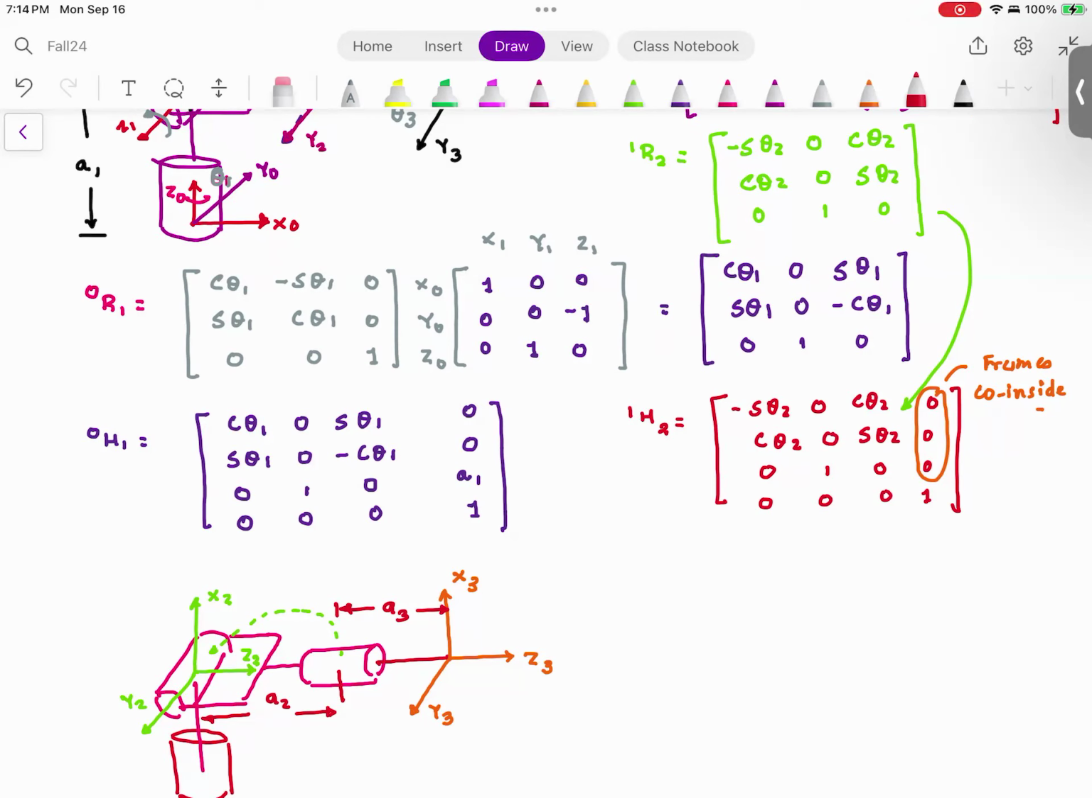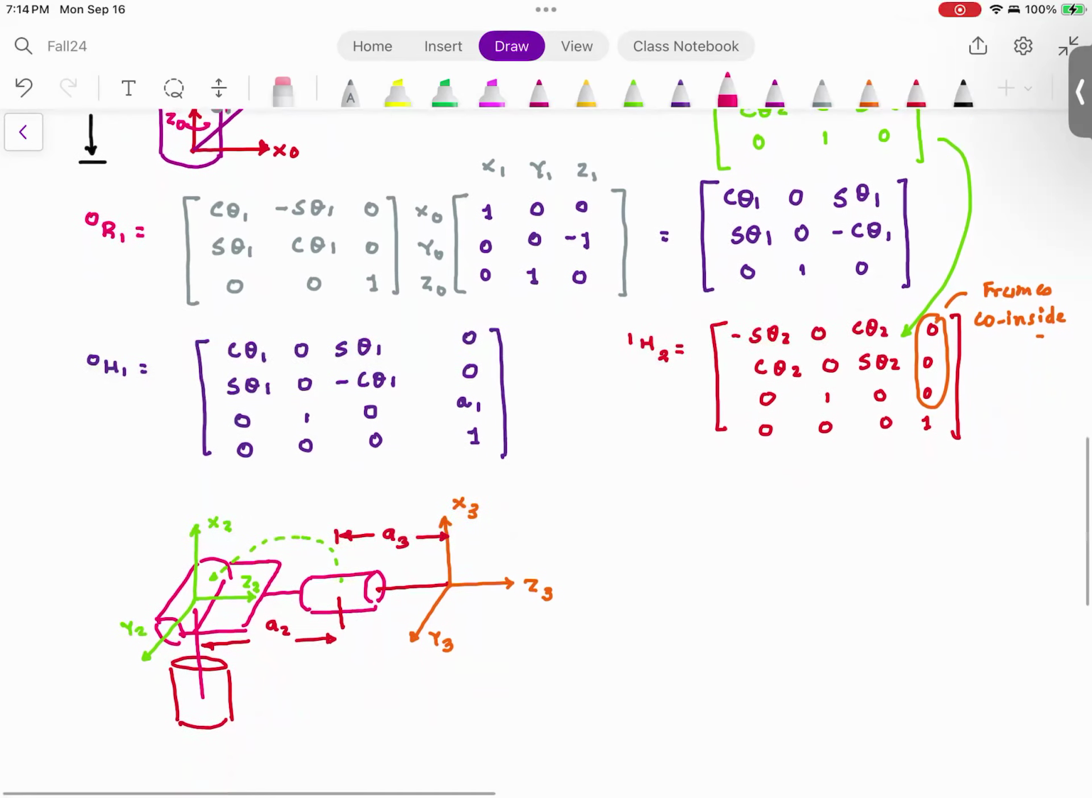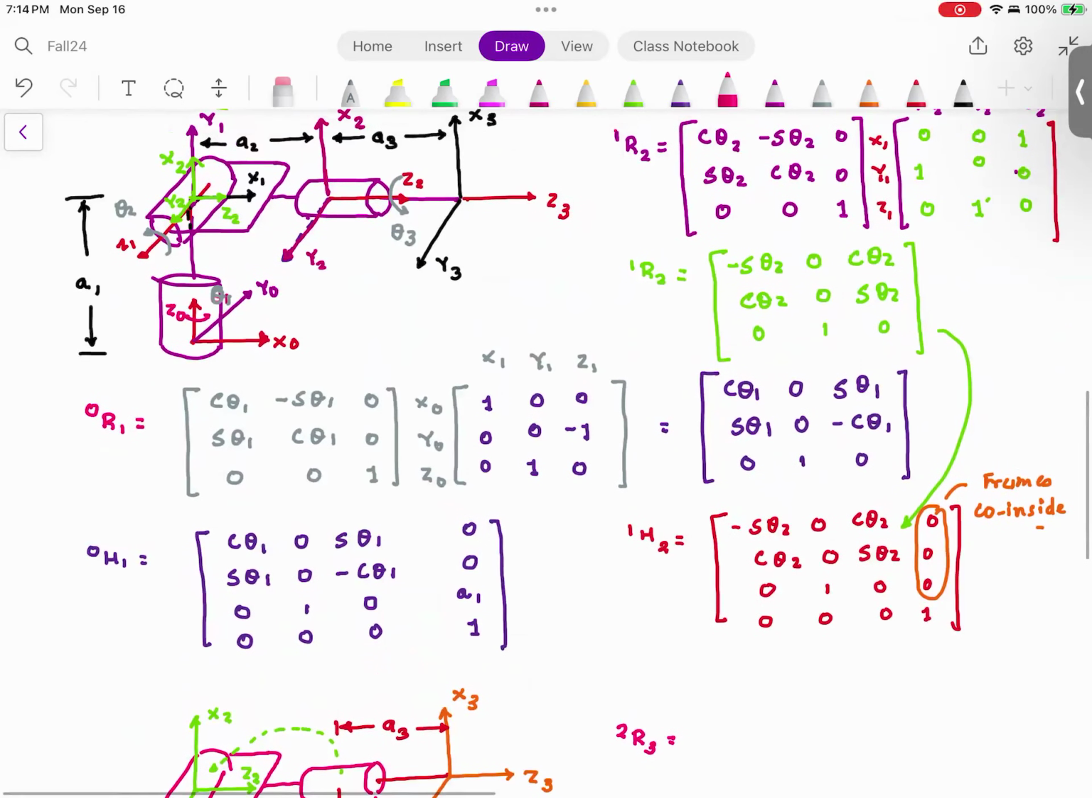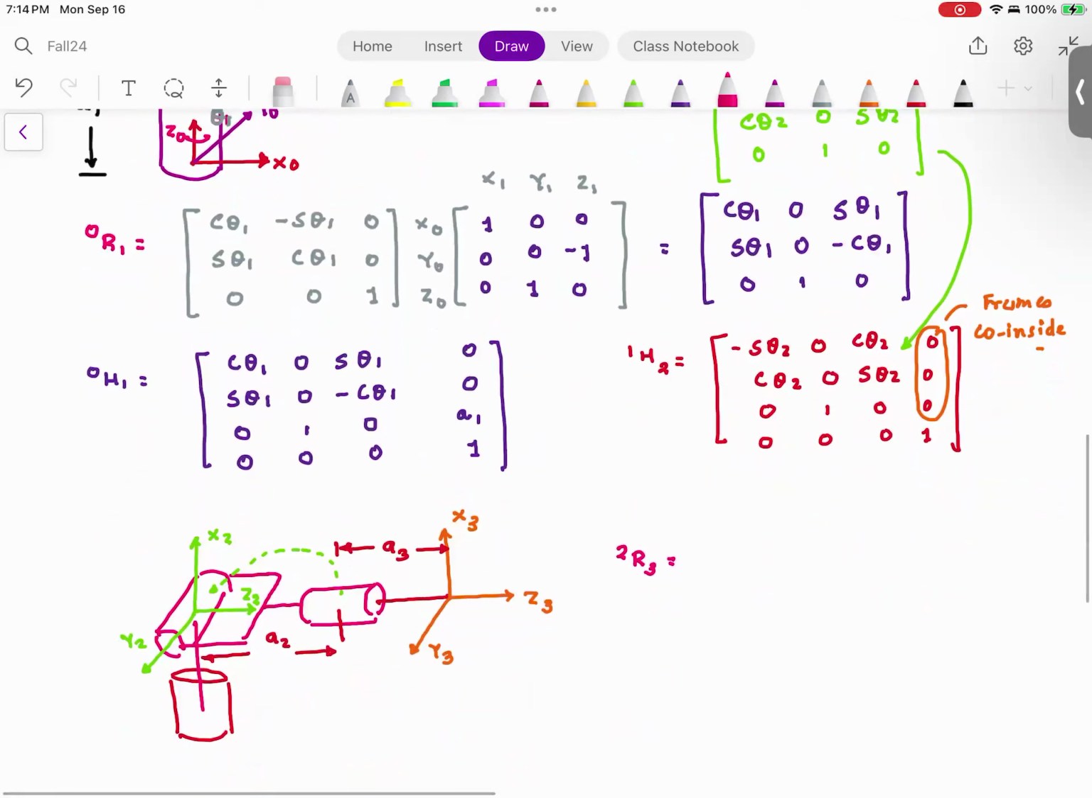First and foremost, let's write down the rotation matrix. Rotation matrix is 2R3. Because check this out. We got 0R1, we got 1R2, so we need to find out 2R3. Do you agree with me? Rotation matrix is not going to change. Rotation matrix is cosine theta 3, minus sine theta 3, 0, sine theta 3, cosine theta 3, 0, 0, 0, 1. Do you agree with me?